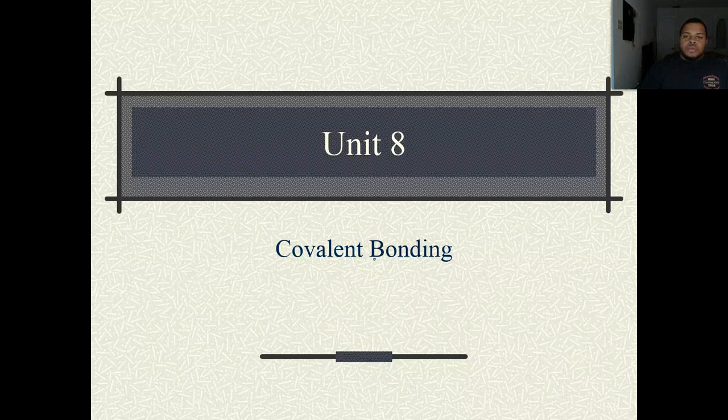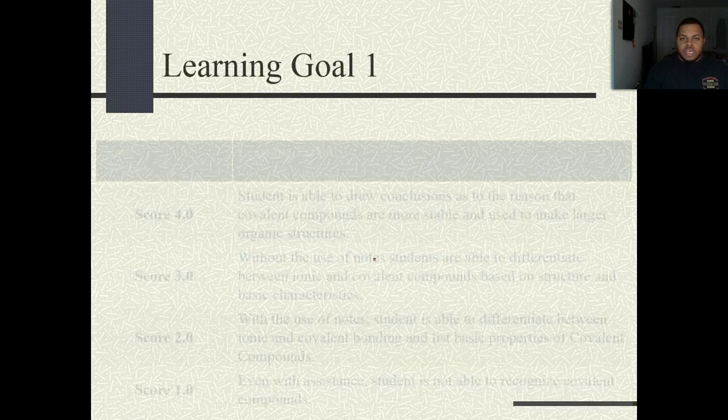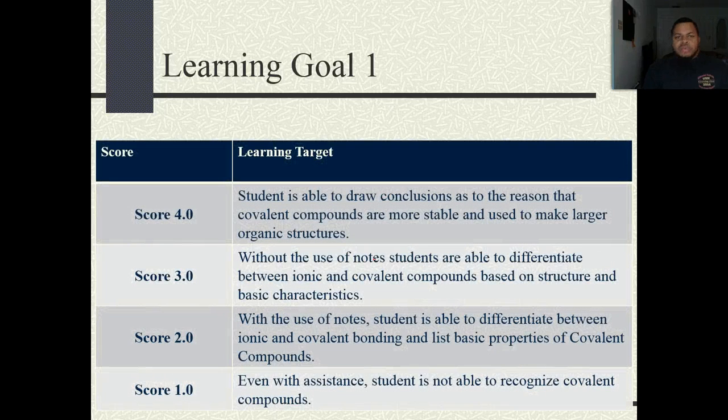Good afternoon, everyone. We're going to go ahead and start into covalent bonding, and we just have a few things to go over in this first section. But we're going to start again with our learning goal, and we have a table set up in front of us. Our overall learning goal, of course, is we want to get to that level 3.0.